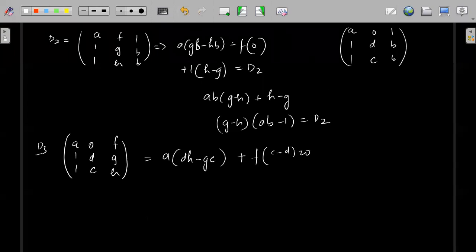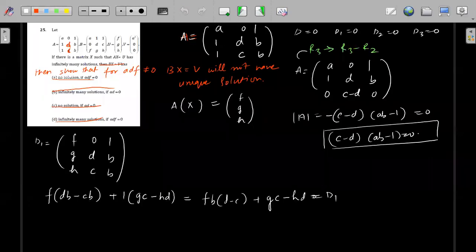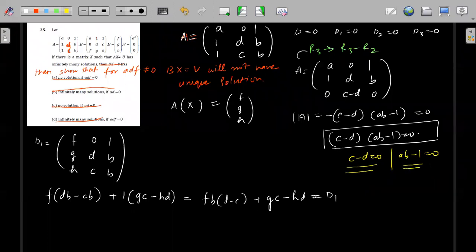Now see, what they have asked is that this system of equations Ax equals u will have infinitely many solutions. So for infinitely many solutions, D1, D2, D3 all have to be 0, right? So we can form two cases: either C minus D is equal to 0, or AB minus 1 is equal to 0. That means either C is equal to D or AB is equal to 1.